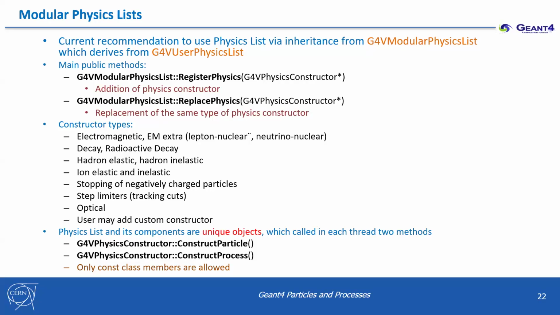In order to do this, we have a stable interface, G4VPhysicsConstructor, with ConstructParticle and ConstructProcess. And you may take a physics list from the distribution and add on top your custom physics, for example an exotic particle, which is not part of the standard physics list we provide in the distribution.